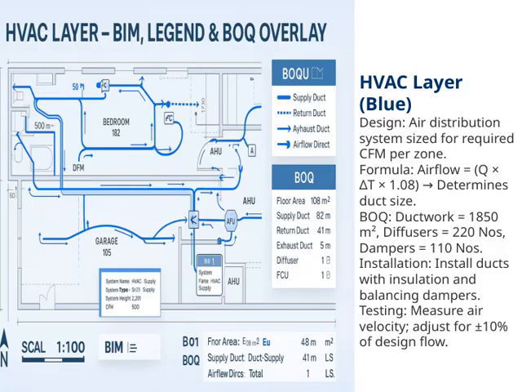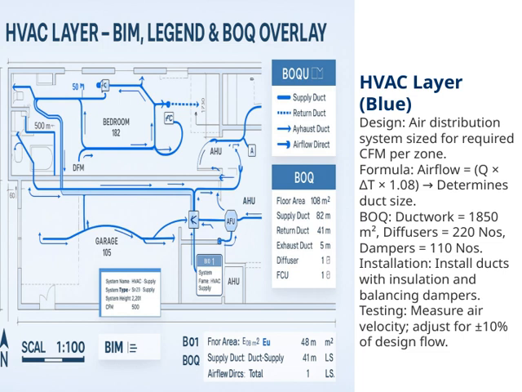Let's talk about the HVAC layer, which is highlighted in blue on our diagram. First, the design aspect focuses on sizing the air distribution system to meet the required CFM, or cubic feet per minute, for each zone. This ensures that every area gets the right amount of airflow for comfort and efficiency. Now, a key part of this is the formula we use. Airflow equals Q times delta T times 1.08. This helps us determine the appropriate duct size.